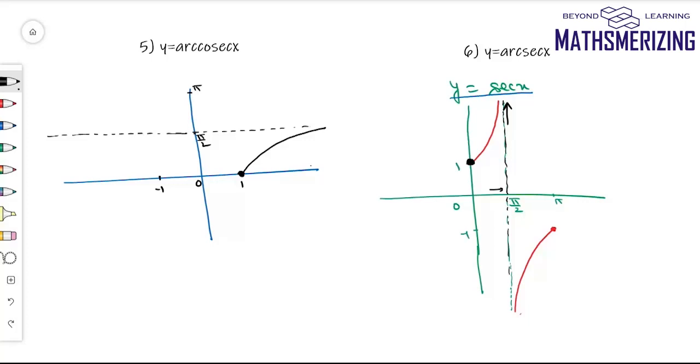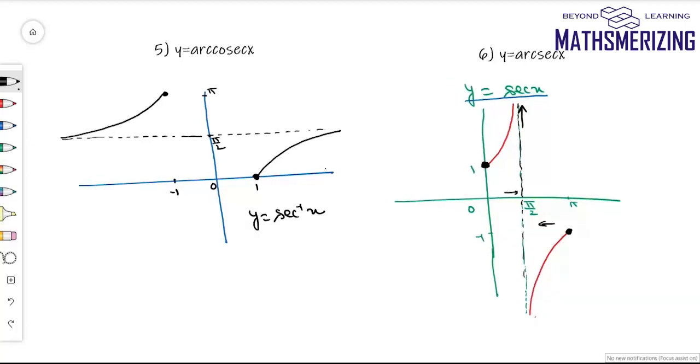In the same way, when x is pi, y is minus 1. So at minus 1, now it will be pi. And then when x tends to pi by 2, y tends to minus infinity. So at minus infinity, it'll go towards pi by 2. So that is the graph of y equals secant inverse of x.